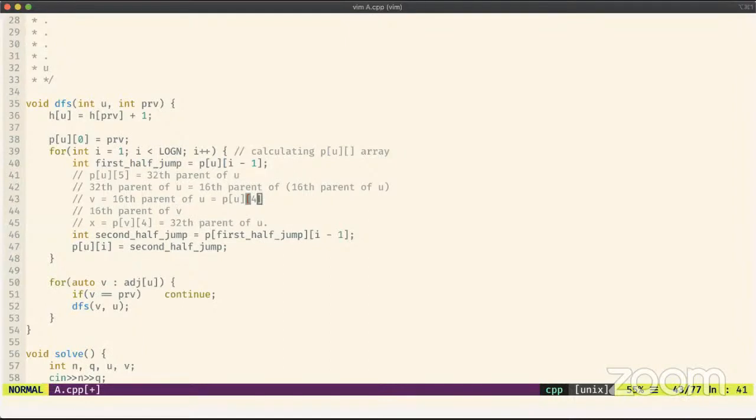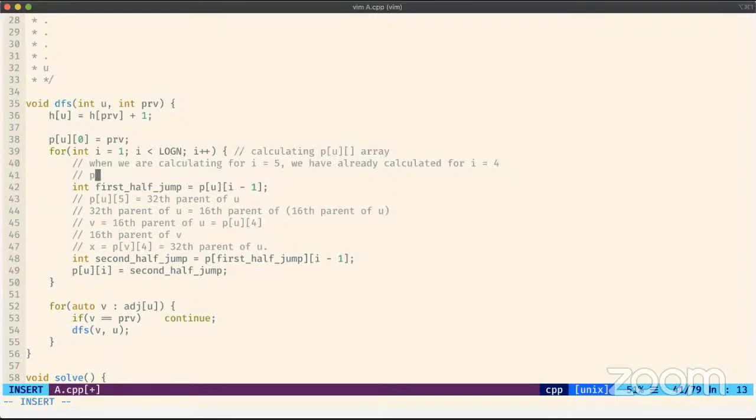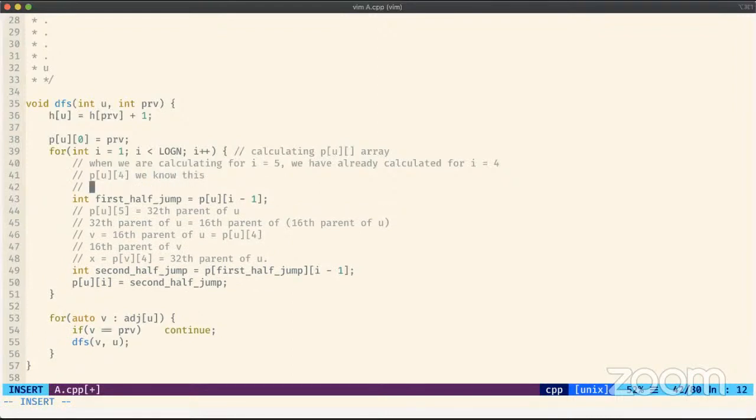How do we have the 16th parent? We have it because of this looping structure. We've already calculated for 1, 2, 3, 4. So when we are calculating for i equal to 5, we have already calculated for i equal to 4. So we already know p[u][4]. We know this.